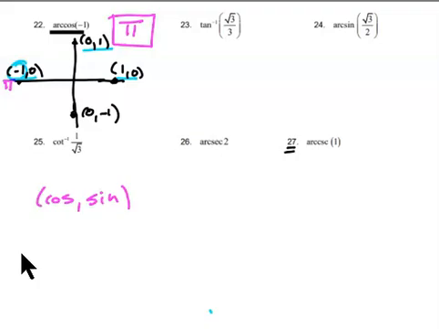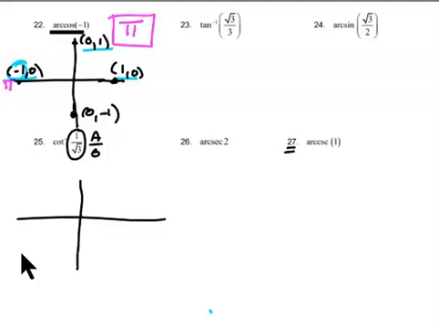Okay, let's do 25. We're just going to do a couple more of these, then we'll look at the back page. So 25, cotangent. Cotangent instead of O over A is A over O. Again, this is a positive fraction. So where is tan positive? In the first and the third. And if that's the case, that's where the cotangent is also positive.